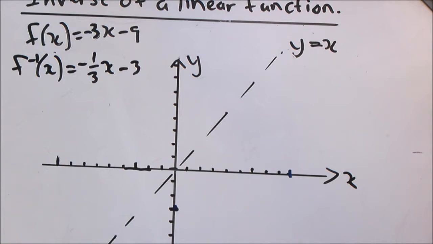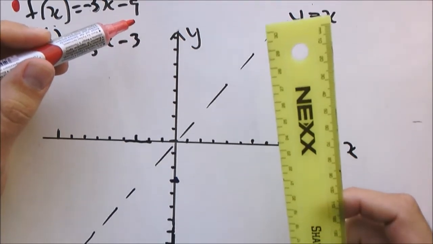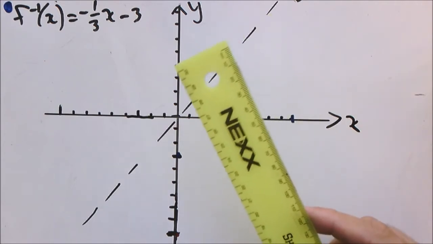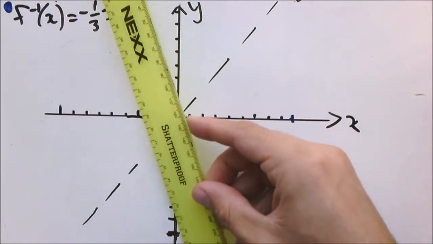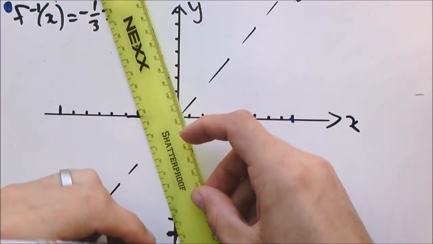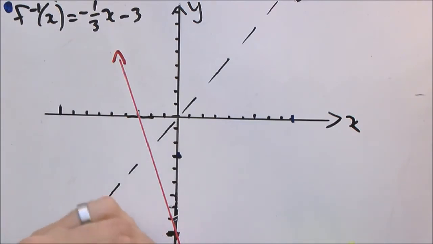I'm going to draw the function in red and the inverse in blue. So the function is quite easy. You can see we've got a y-intercept of negative 9, which is right over there, and a gradient of negative 3. So this is our function.